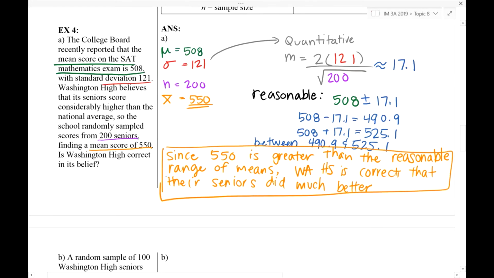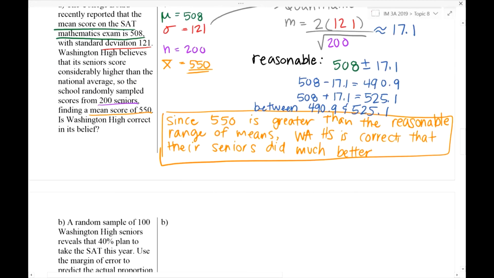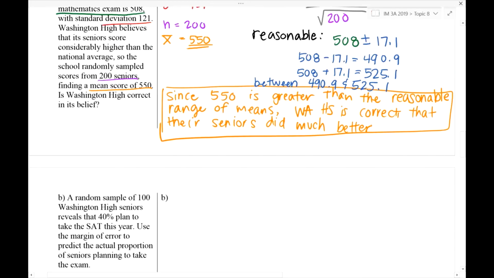So we had to calculate the margin of error for quantitative data, then add and subtract that number from the true mean of the population, so what College Board said the mean of that year's data was, and then compare: is Washington's score between those two numbers, or outside of them? Did they actually perform better than where the true average lies? So remember, this reasonable range means that an average close to that would land anywhere between 490 and 525.